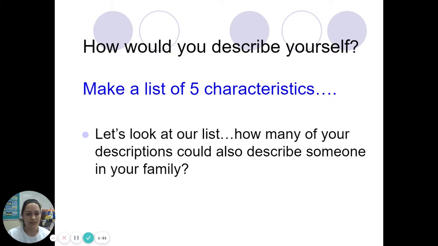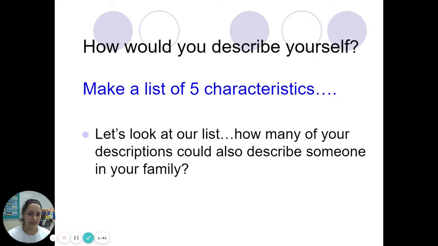Now, first off, how would you describe yourself? So make a list of 5 different characteristics. It could be about your appearance, it could be about your personality, anything you want it to be. Just make a list of 5 things. So grab a sheet of paper or open up your journal, something. Just make a quick list of 5 things.